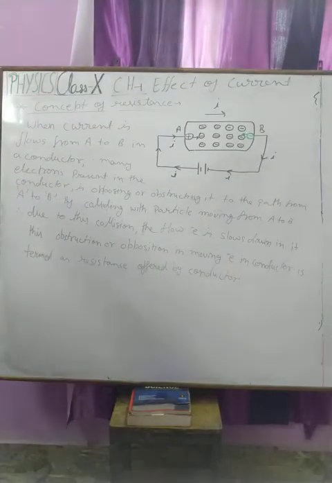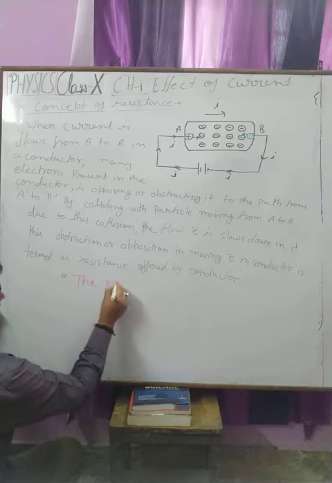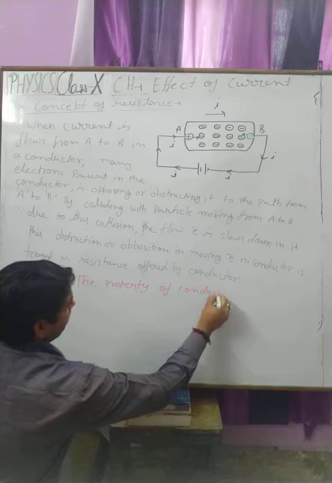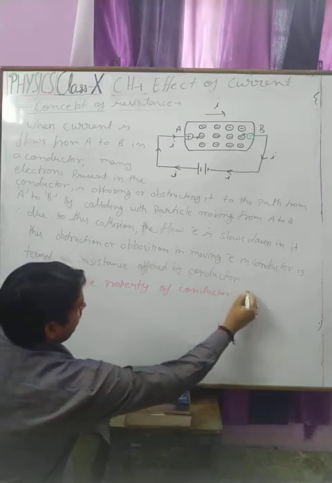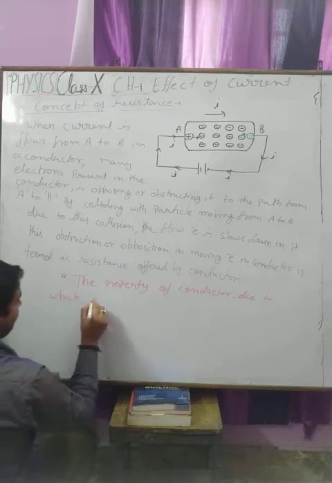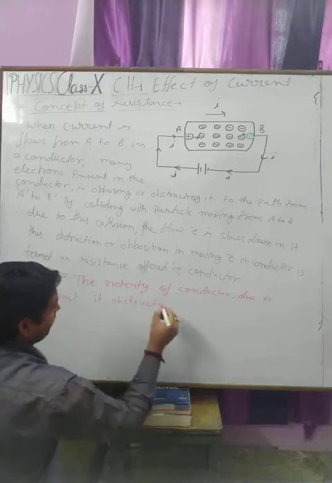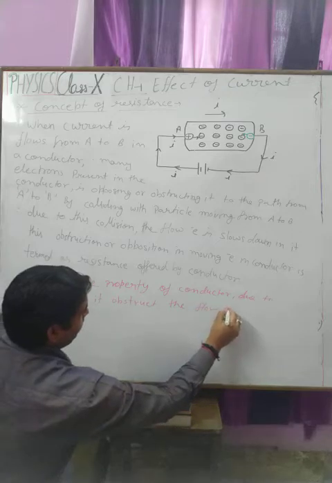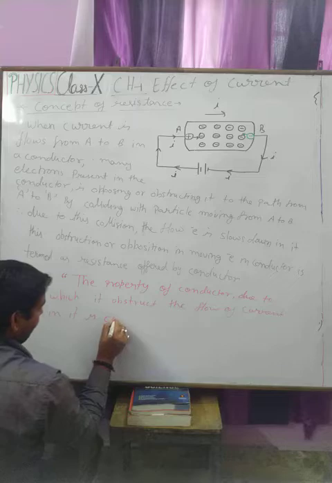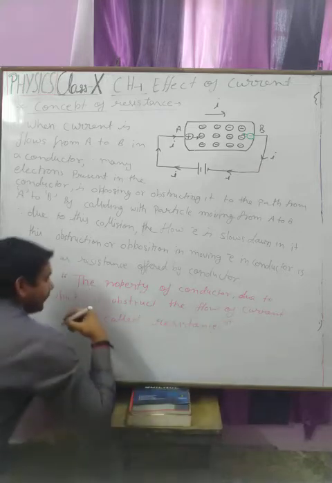Okay student, therefore the property of a conductor due to which it obstructs the flow of current in it is called resistance. Copy this.